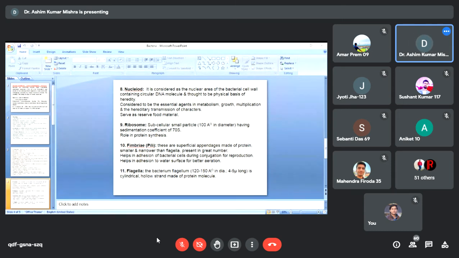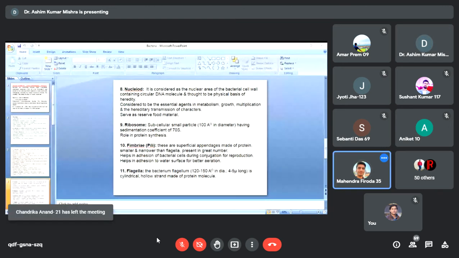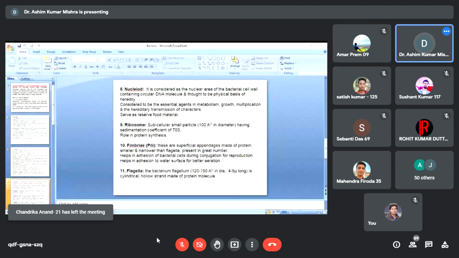Monotrichous, peritrichous. So based on this, flagella also, classification is done. Classification of bacteria. In the next class 17, based on the arrangement of the bacterial cells also, it can be classified. Can you say how it can be classified based on the arrangement of the bacterial cell?